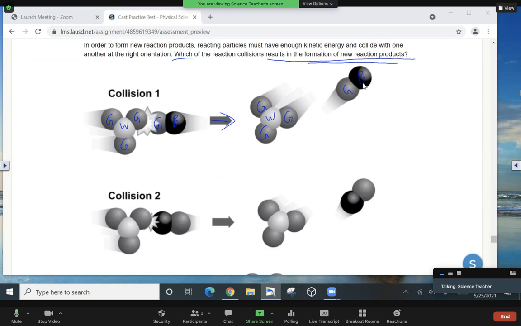So we notice in collision 1, it's the exact same thing. So it can't be this one. So let's go to collision 2.